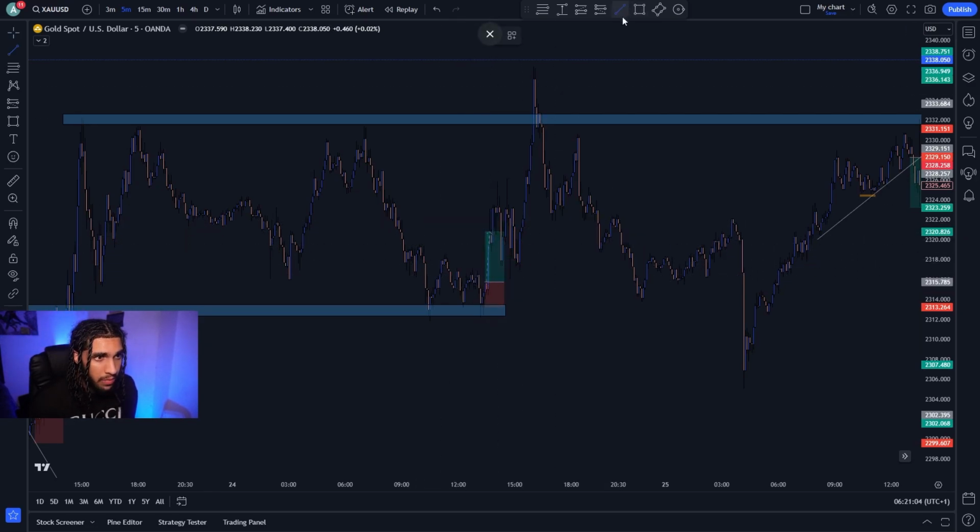Simple. And also, if you really want to go to the next level, what else do you see? Another trendline breakout right there. Simple stuff, ladies and gentlemen.